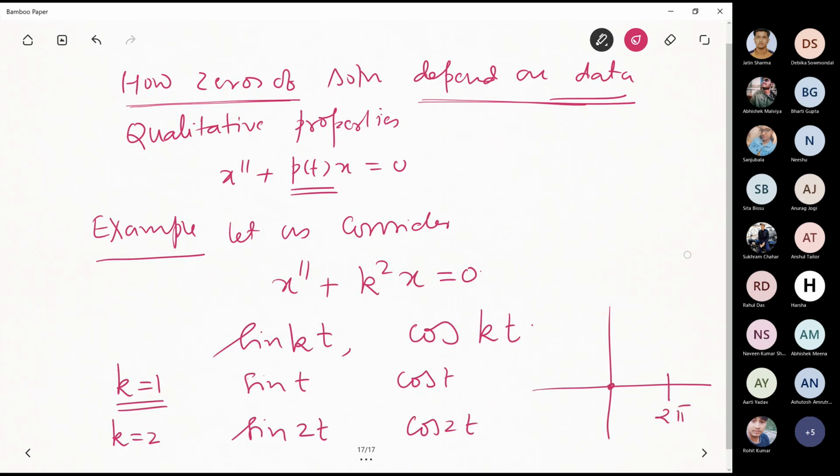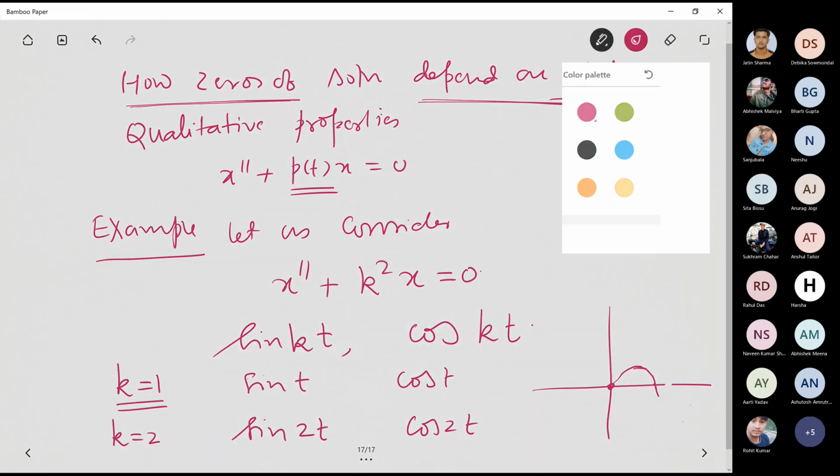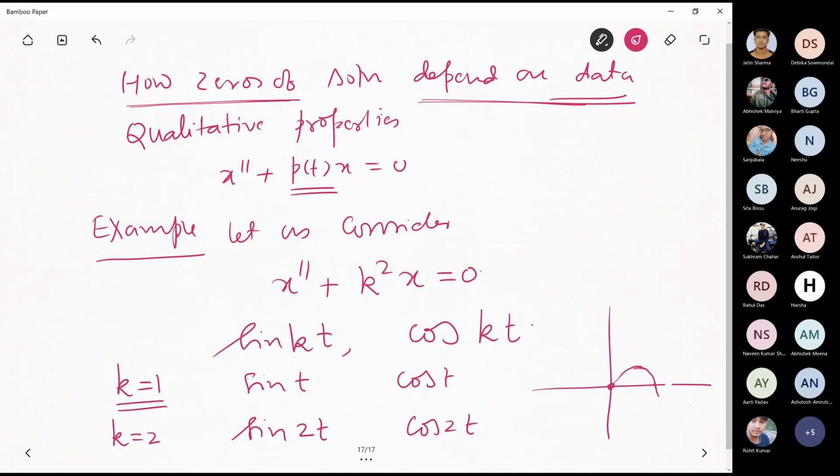If I see from 0 to 2 pi, how many times does the sine vanish? Sine vanishes at 0. At pi by 2, it is going to be 1. And at pi, it is going to be 0. And it goes like this, so this is 2 pi. This is the sine.